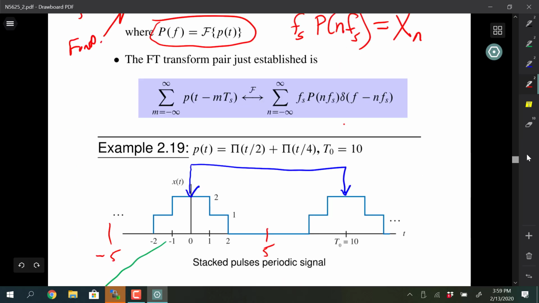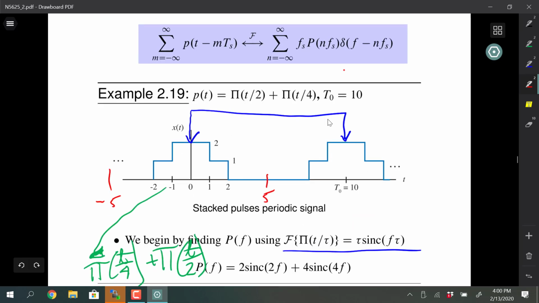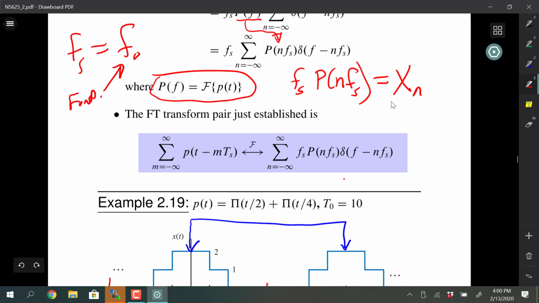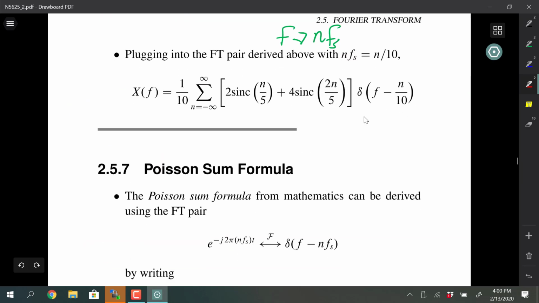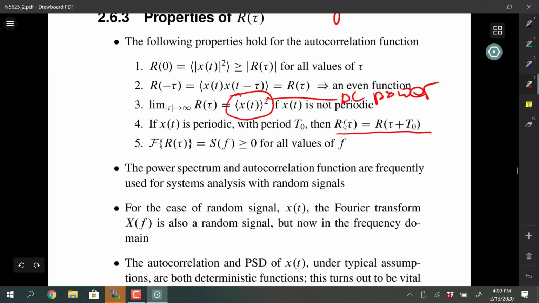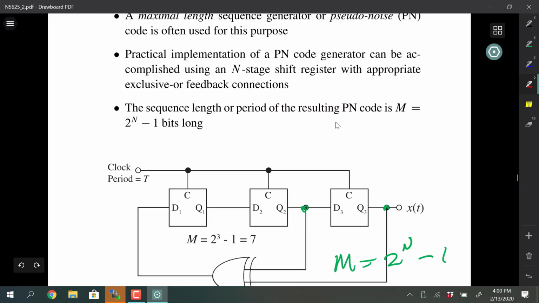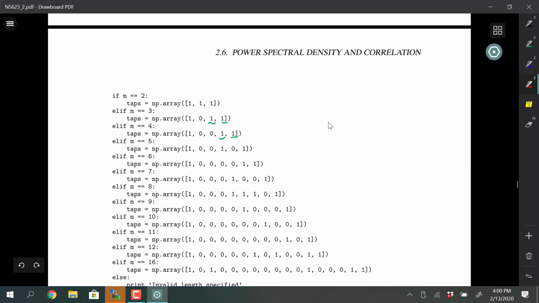So when we first saw this relationship, it was way back over here. It was when we noticed for a periodic signal, we can represent it like this, and then I circled that and said that Fs times P(nFs) must be the Fourier coefficient. So that is just in terms of the Fourier transform of a signal, but what about the power spectrum?